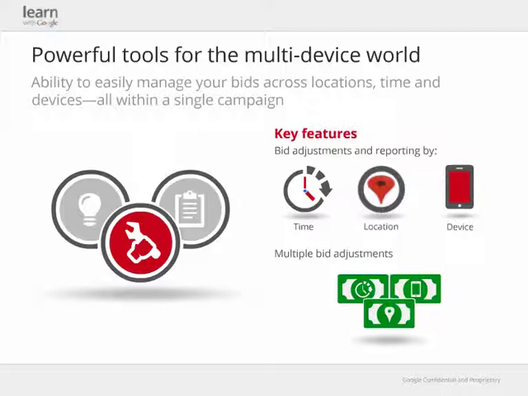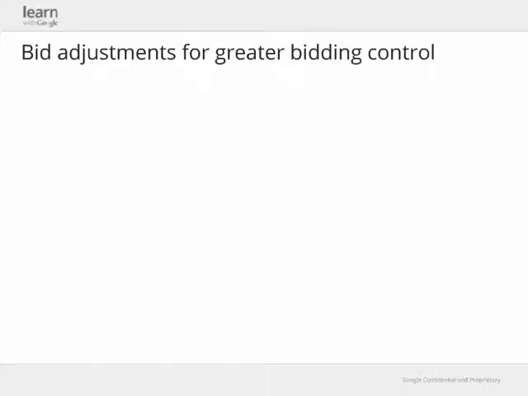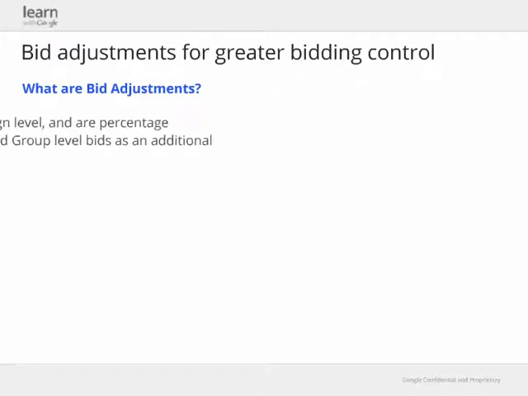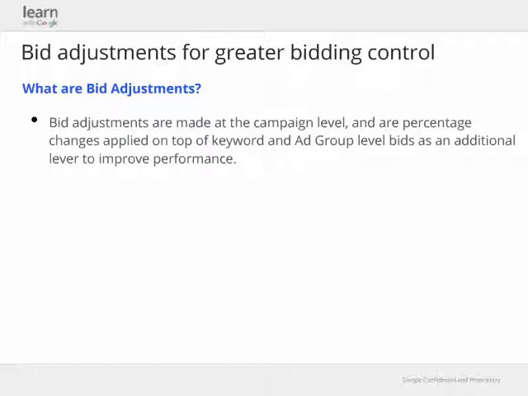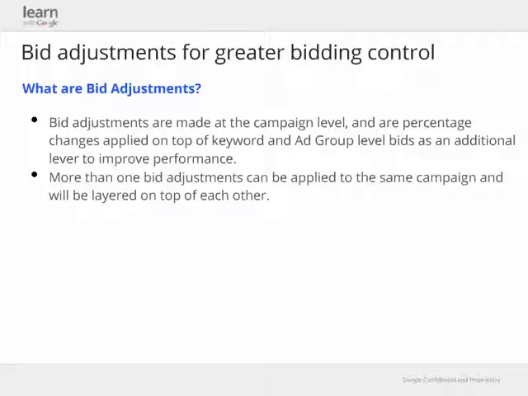So moving on to bid adjustments for greater bidding control. Okay, so what are bid adjustments? Bid adjustments are made at the campaign level and are a percentage increase or decrease applied on top of keywords and ad group level bids as an additional lever to improve performance. More than one bid adjustment can be applied at the same campaign and can be layered on top of each other. So the bid adjustments we would focus on for the examples we've run through before would be based on location, time, and device.